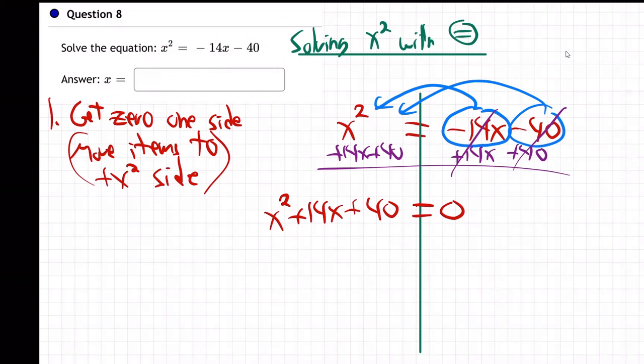Okay, so that's the first thing. We got a 0 on one side, and we moved everybody to the side where x squared would be positive, right? Instead of taking x squared and moving it to the right, where it would have become a negative x squared. We don't want that. We want it on the side where it's positive. Okay, step number 2, factor.